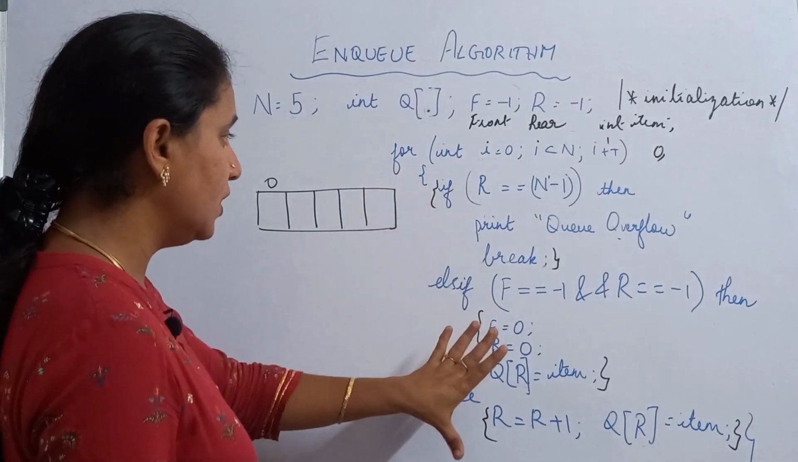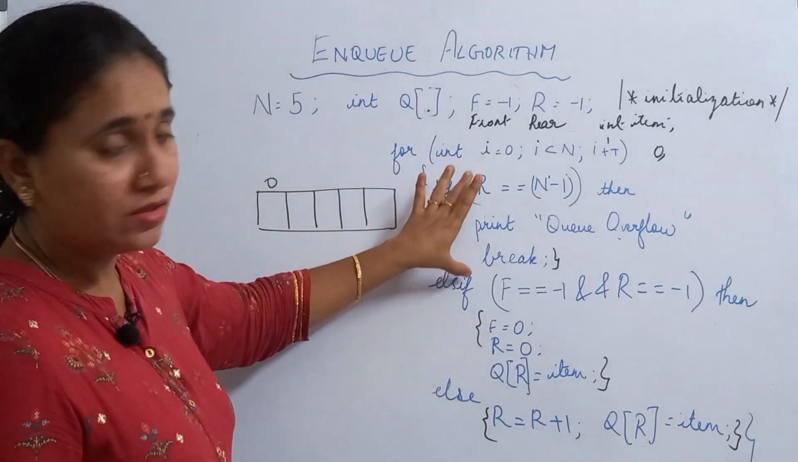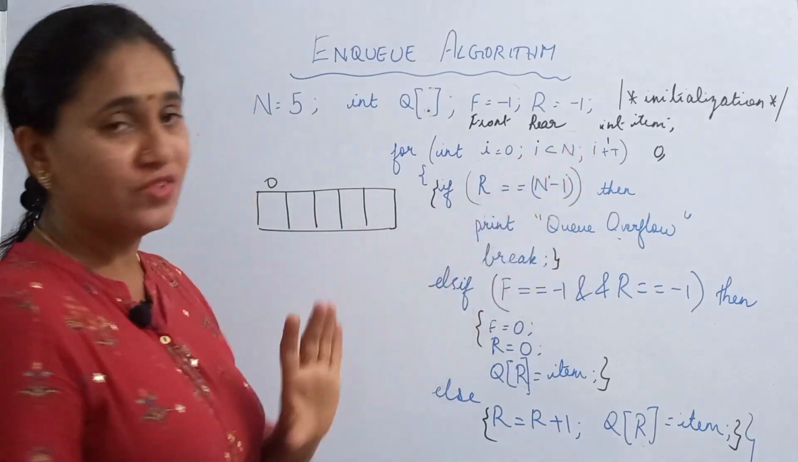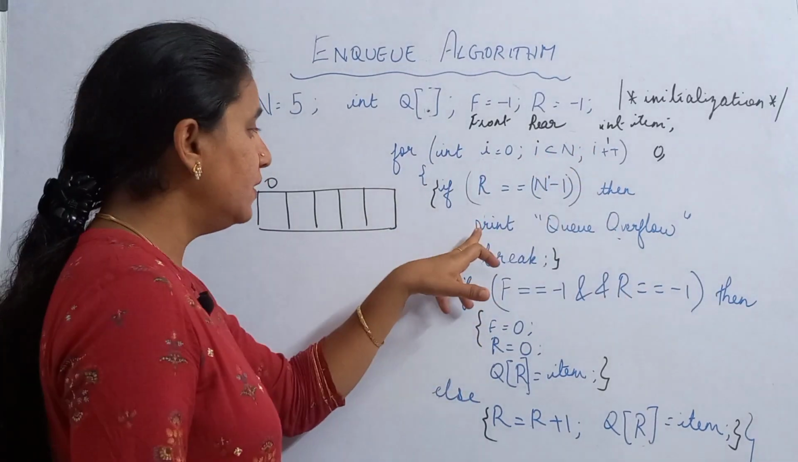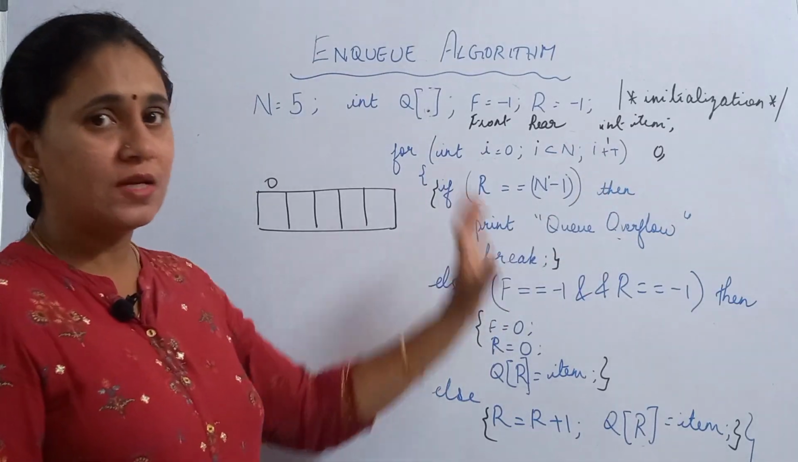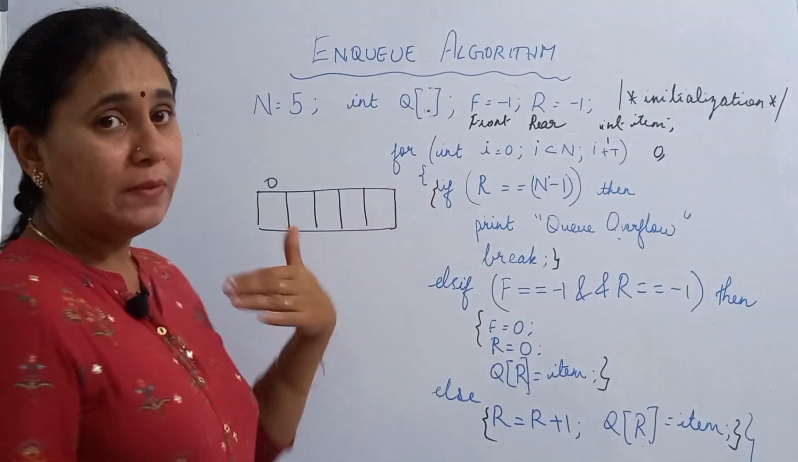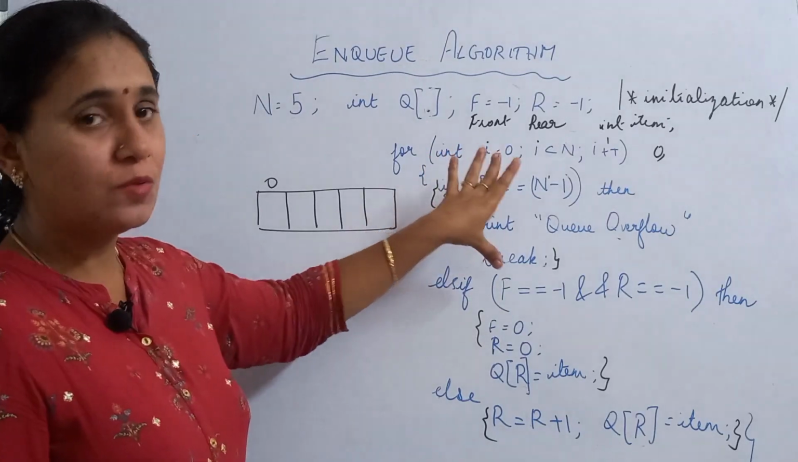So now you see the first if condition, that is the first if conditional statement which is being given: if r is equal to n minus 1, then print as q overflow. So this is a statement that is being given. Let me explain with an example what is the meaning of this block.